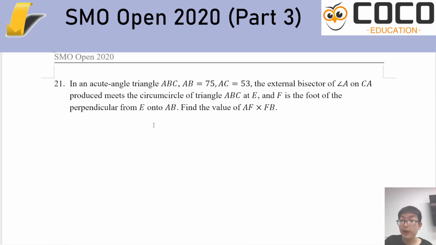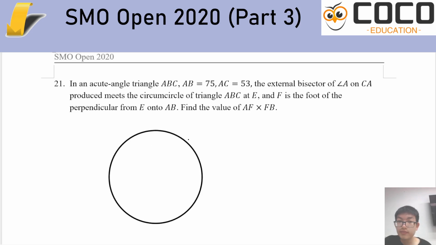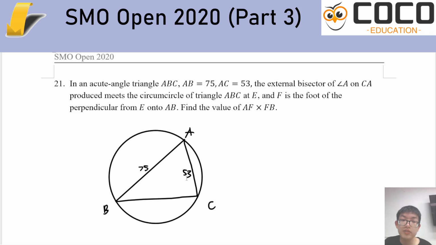Okay, 21. Acute angled triangle ABC. AB is 75, AC is 53. The external bisector of angle A. So this one needs a little bit of drawing. There's a circumcircle, so I'll draw a circle. Two rather useless looking lengths for now that I don't care too much about.